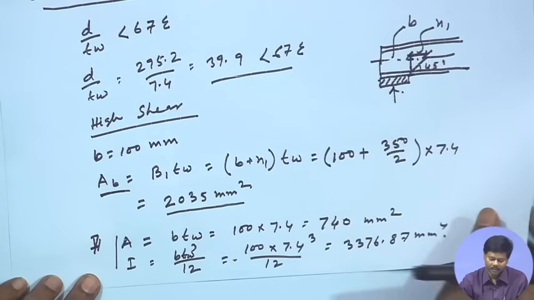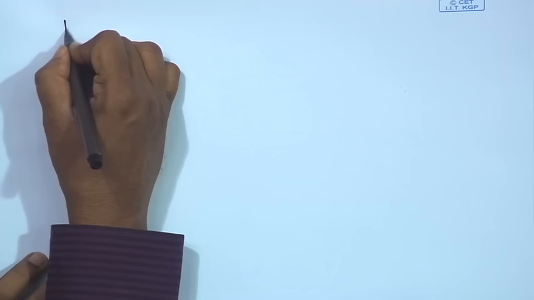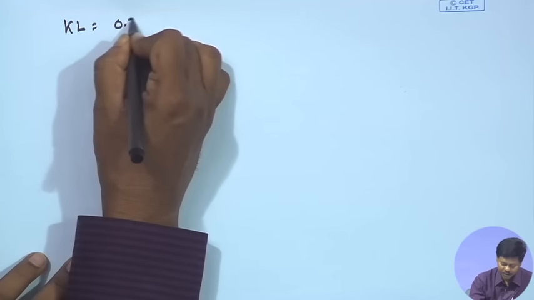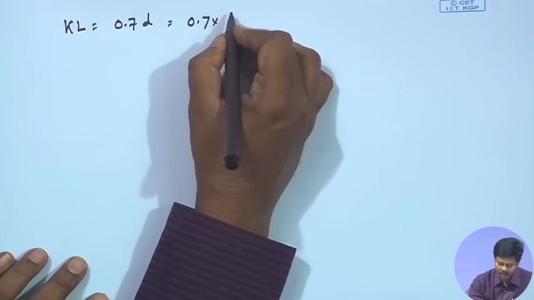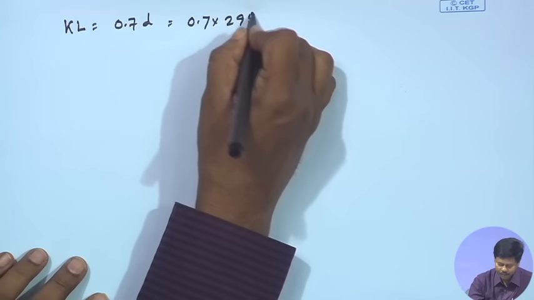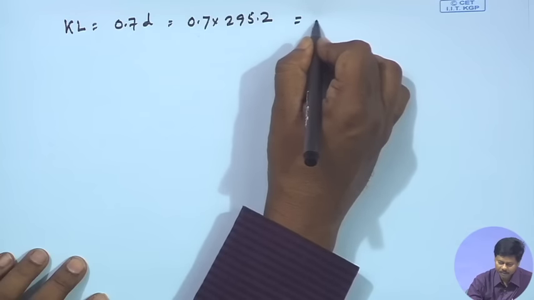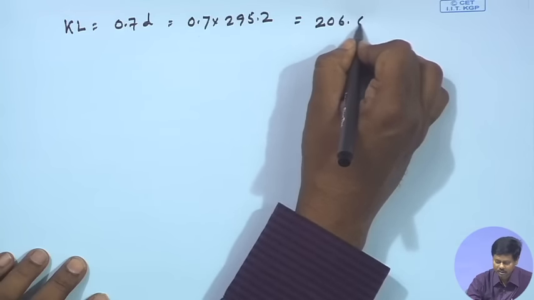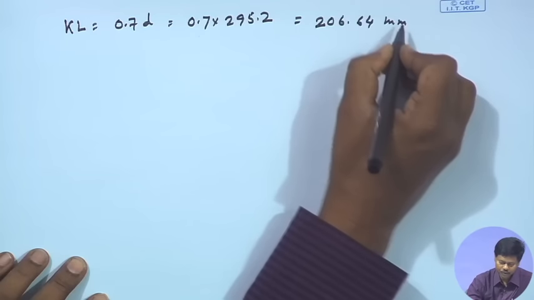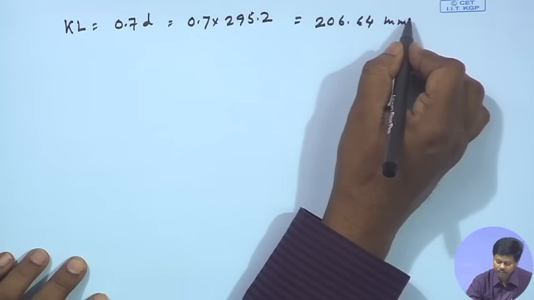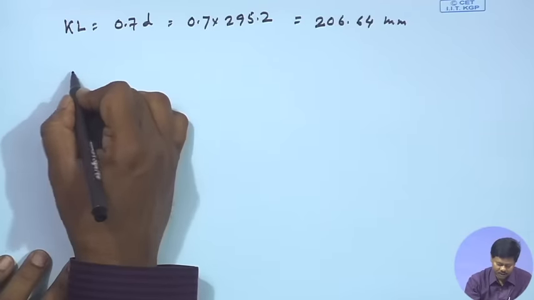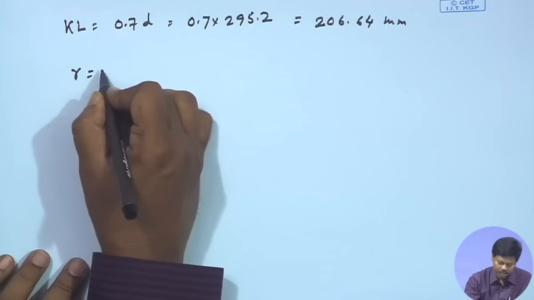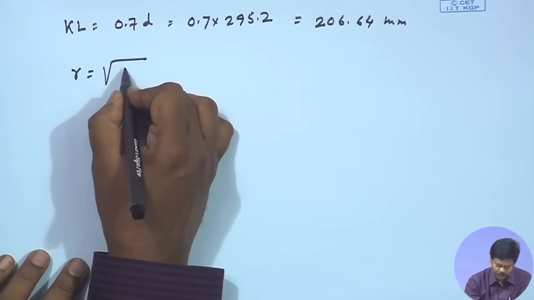Now, I can find out the effective length of the web. Effective length of the web, KL, will be 0.7 into d. So, that is 0.7 into d we have found earlier, that is 295.2. So, this is becoming 206.64 millimeter. So, the effective length of the web we could find out, and so the radius of gyration we can find out. Radius of gyration will be the square root of I by A.